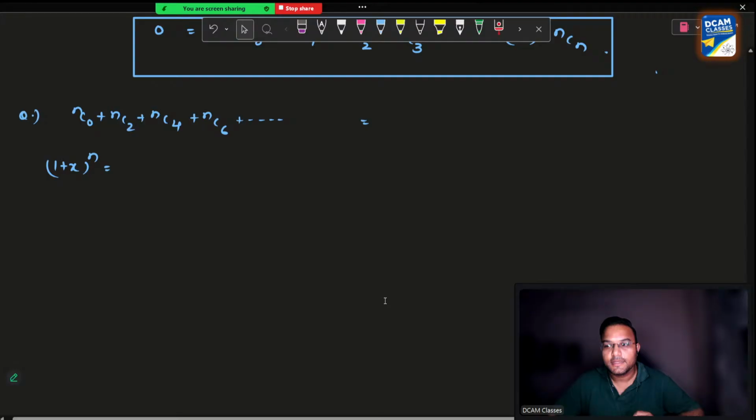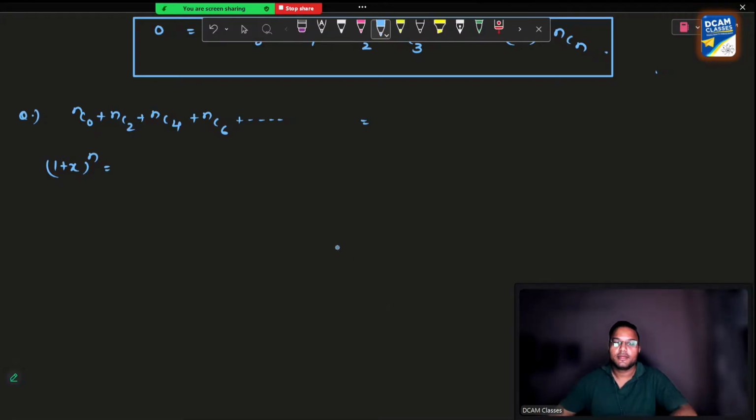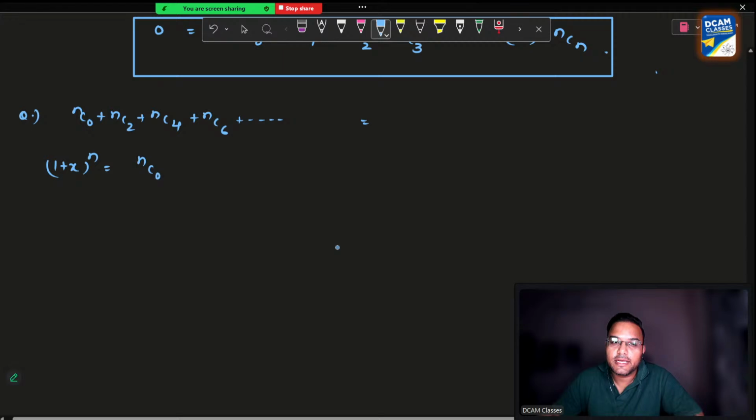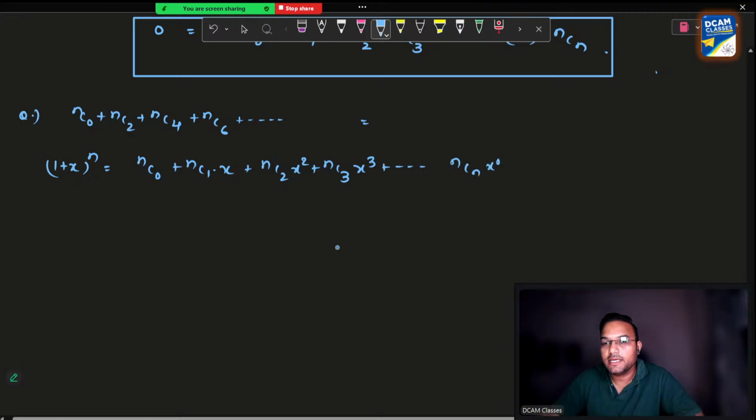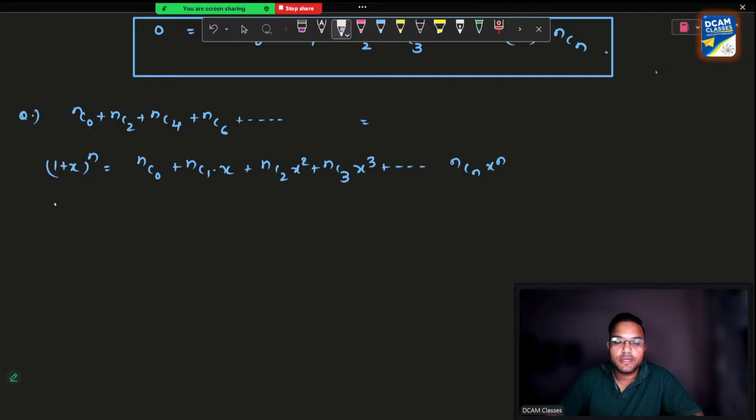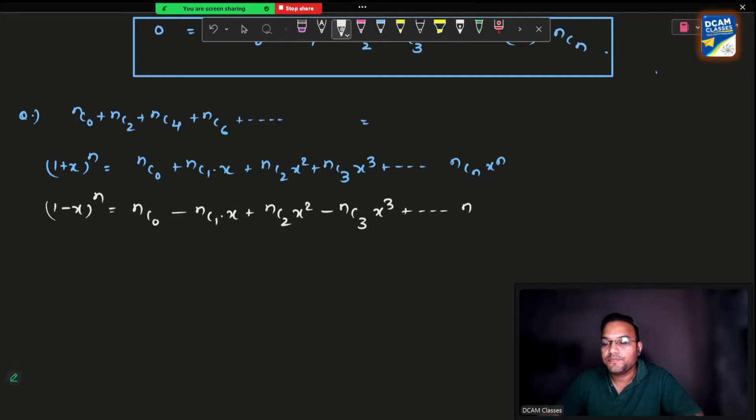Acha. 1 plus x whole power n is NC0 plus NC1 into x power 1 plus NC2 x square plus NC3 x cube, like that you can write NCn x power n. Now 1 minus x whole power n, you'll be getting NC0 minus NC1 into x plus NC2 into x square minus NC3 into x cube plus and so on, NCn into minus 1 whole power n into x power n, right?